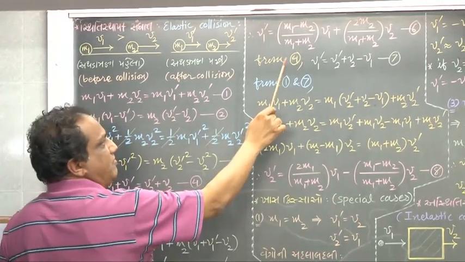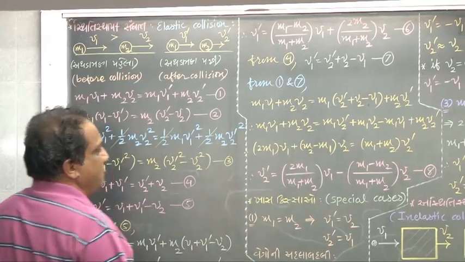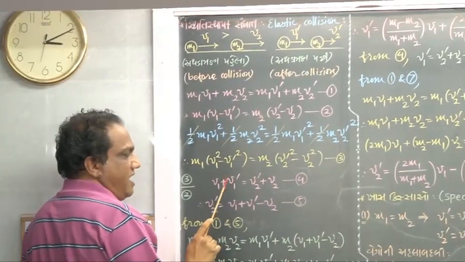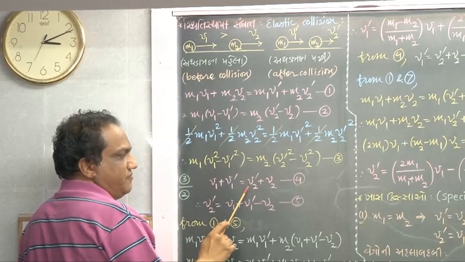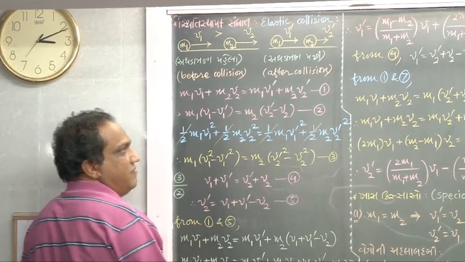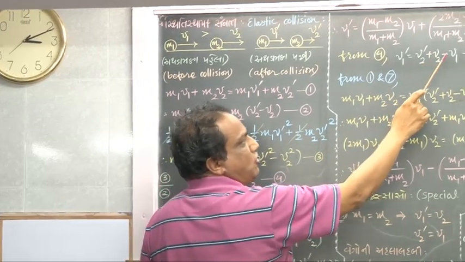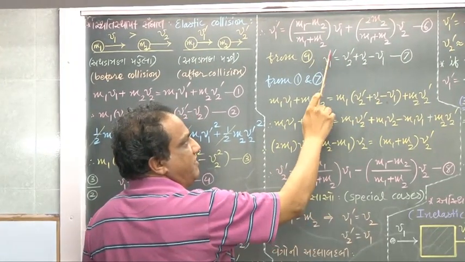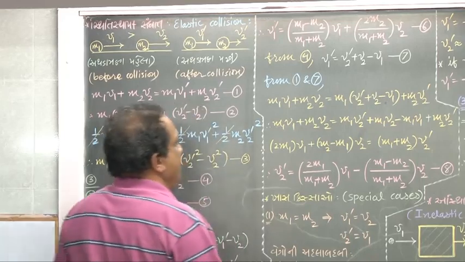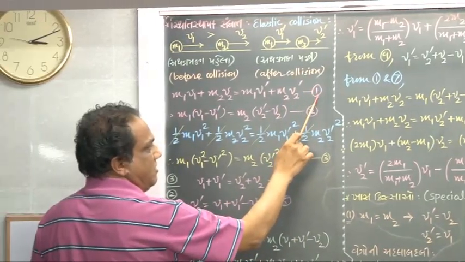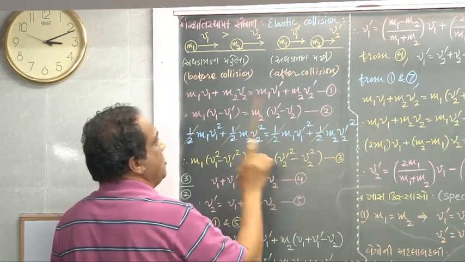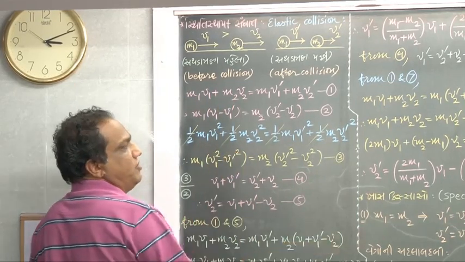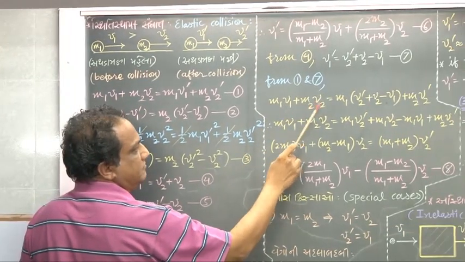Now from equation number 4, find out v1 dash. Transfer this, so it is v2 dash plus v2 minus v2. Give it equation number 7. Put the value of v1 dash from equation 7 into equation number 1. So from 1 and 7, m1 v1 plus m2 v2.